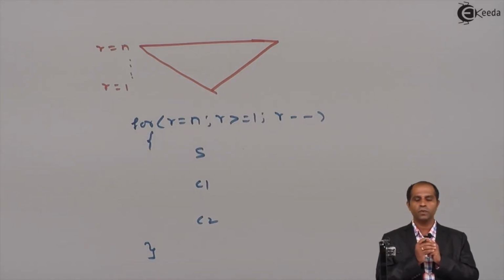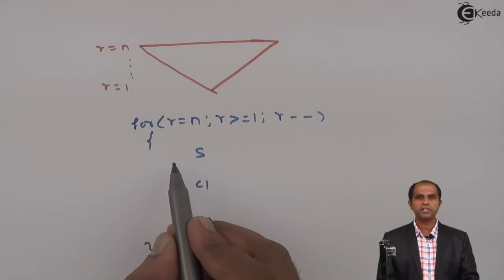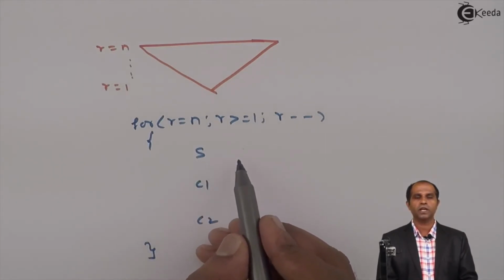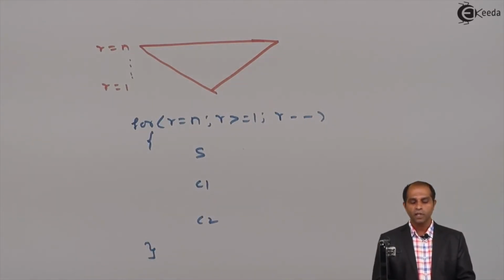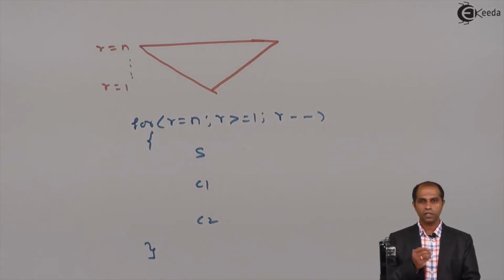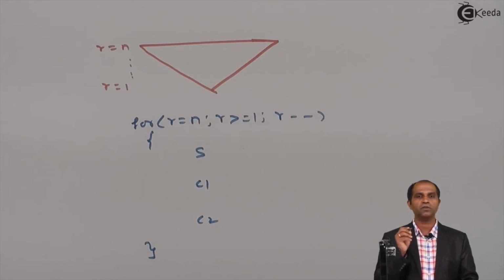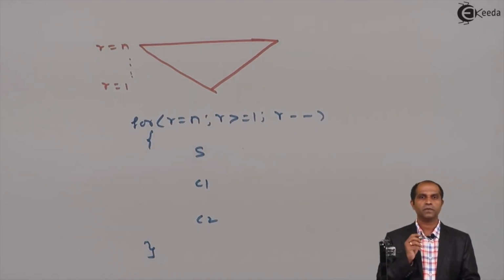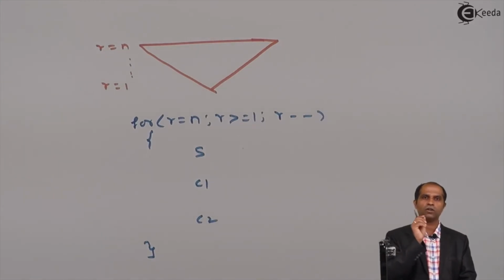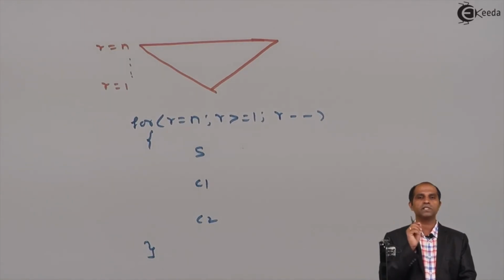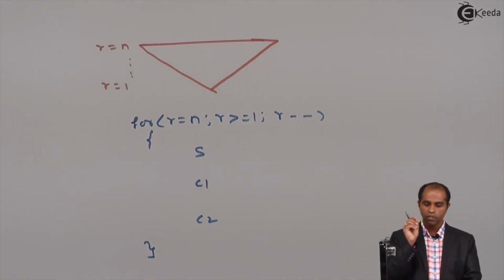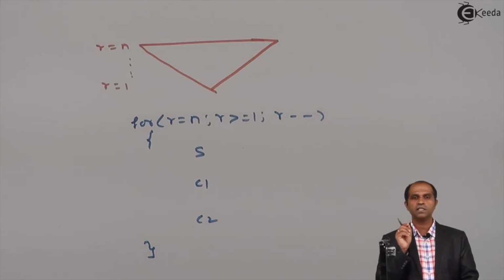Say that S loop for me. For S equals 1, S less than or equal to N minus R, S plus plus. Can you recollect the C1 loop? Yes, the C1 loop says for C1 equals 1, C1 less than or equal to R, C1 plus plus. And if you remember, the C2 loop is just one short of C1. So if C1 has started with 1 and ended up at R, C2 will start with 1 and end up at R minus 1. So C2 equals 1, C2 less than or equal to R minus 1, C2 plus plus.